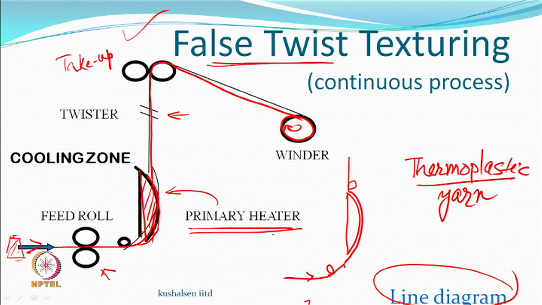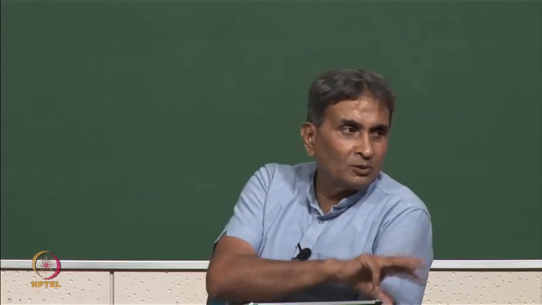So, what have you got? You have twist and detwist taking place because of false twisting, and when the material is in the twisted condition, you are putting a heater there. And not just the heater, but you also have what I call a cooling zone. So, setting in a thermoplastic yarn, there is a heating process and there is a stabilization process, which we call probably can come through cooling.